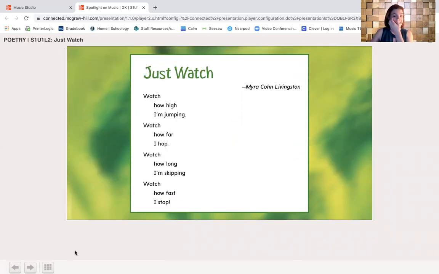So for me, I think of a grasshopper because grasshoppers jump high and they hop, and sometimes they can stop really fast and hide in the grass.